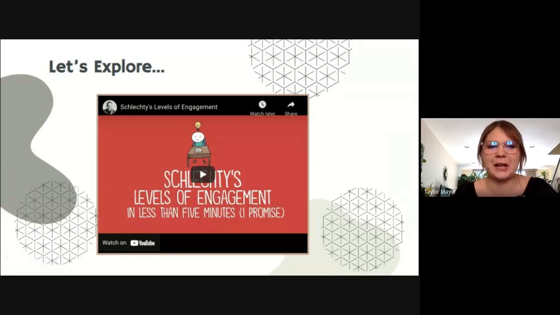So we're going to be looking at Schlechty's levels of engagement. We're not going to go super in depth with this. There is an article linked on this slide, if you guys have the slide deck open, if you want to explore this a little bit more, just talking about different types of engagement, whether it's behavioral, cognitive, or emotional engagement, right? We have to kind of look at the whole child. We need to be engaged in different ways.